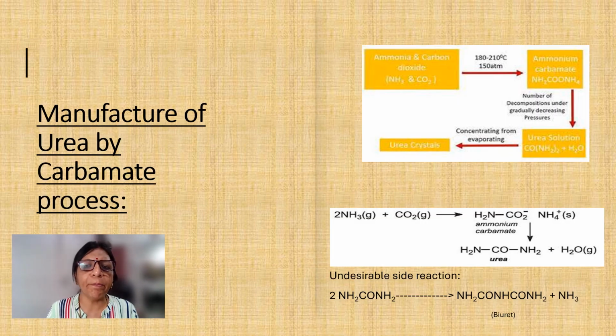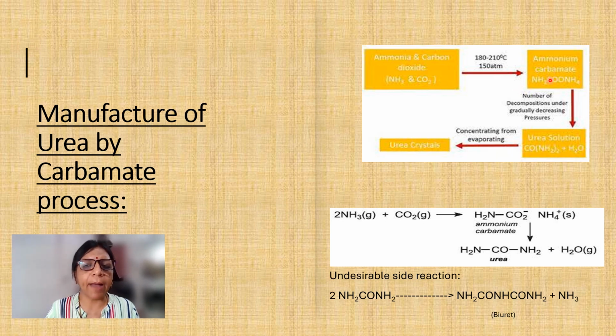When we talk about the manufacturing process, the most common process is the carbamate process. In this process, ammonia and carbon dioxide react together at a temperature of 180 to 200 degrees Celsius and a pressure of 150 atmosphere to form ammonium carbamate.